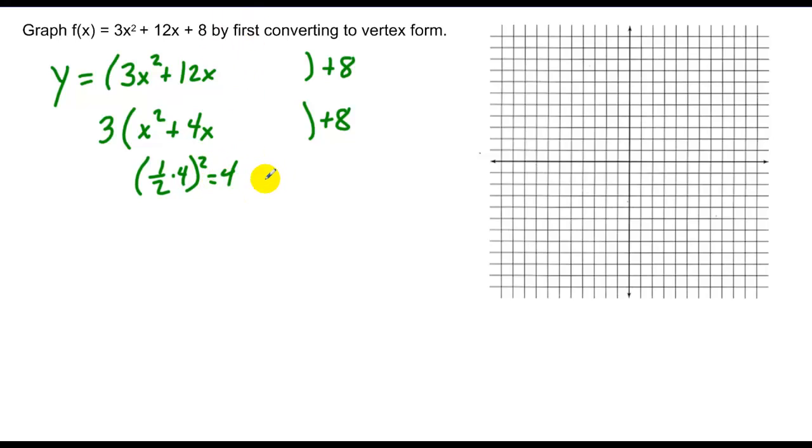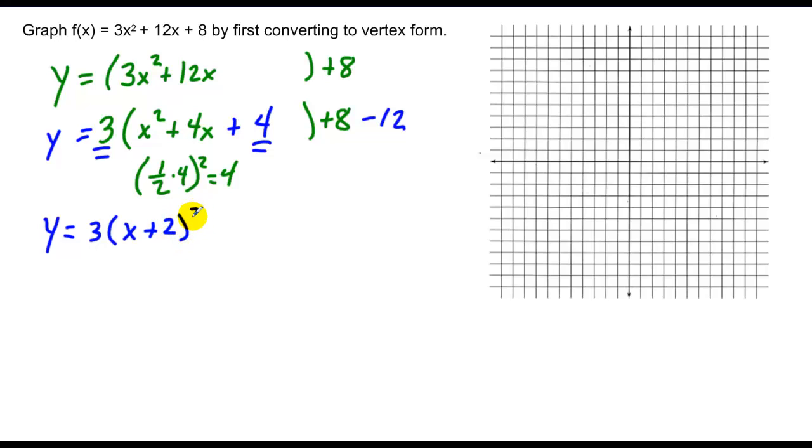Now you'll notice this time I'm going to add 4, but really what I'm doing, because this 3 is on the outside, is I'm adding 12 because I'd have to multiply this through. And to keep that balanced, I have to subtract 12 on the outside of that quantity. So that leaves me with y equals 3 times the quantity (x plus 2) squared, minus 4. And here I am once again in this vertex form.